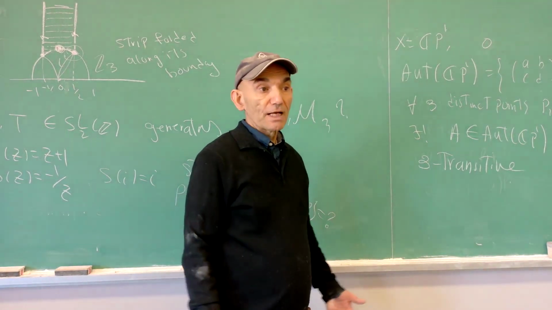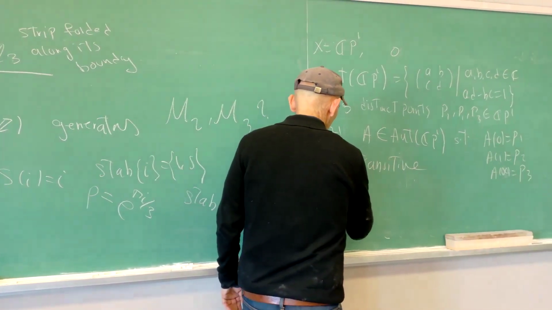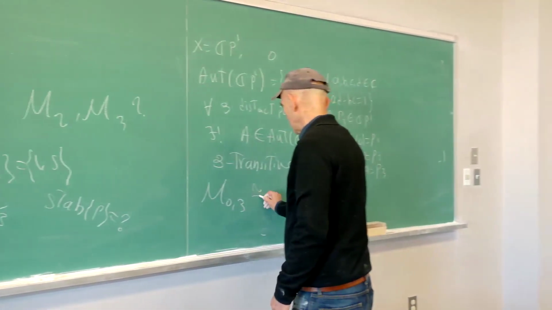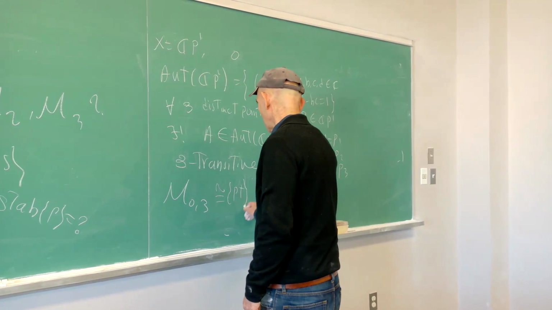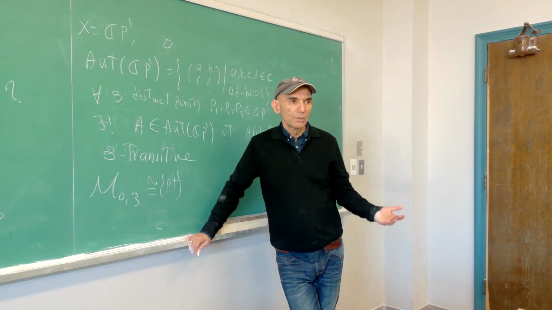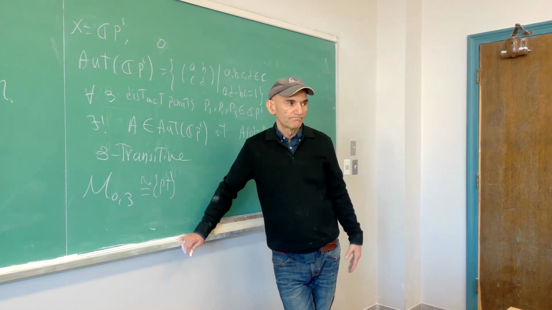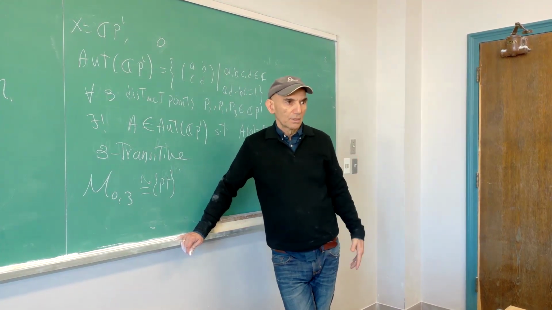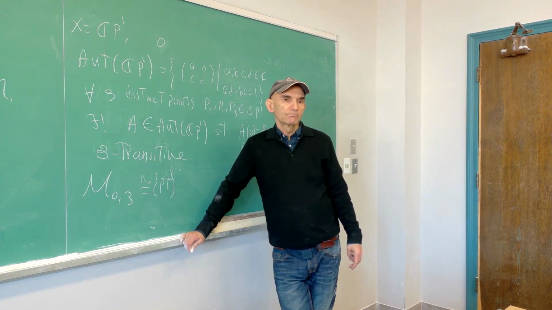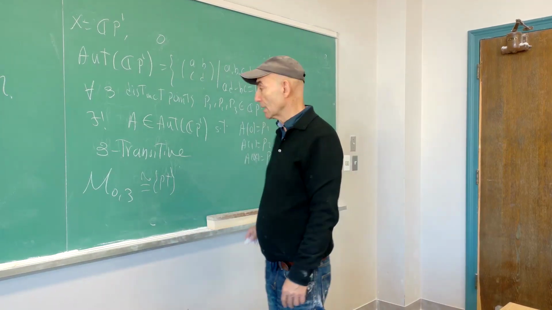Okay, so then it follows that M03 has only one thing, because any two Riemann surfaces of genus 0 with 3 marked points are isomorphic to each other. There's only one actual object in this moduli space. But if you go one more higher, now that's kind of interesting.